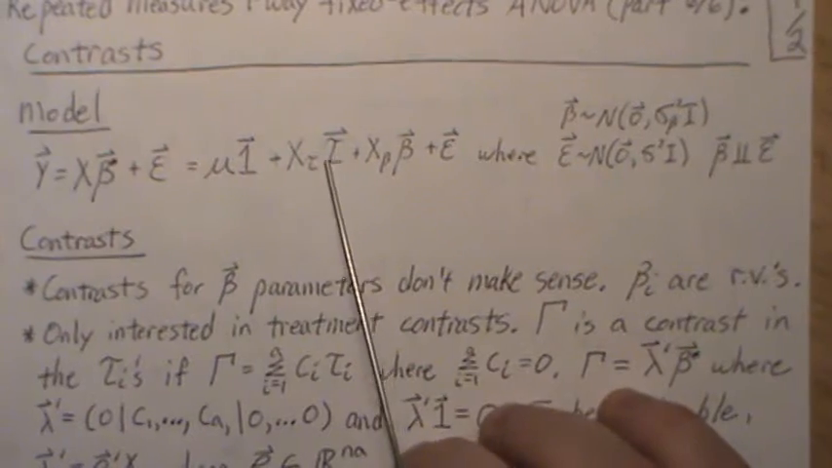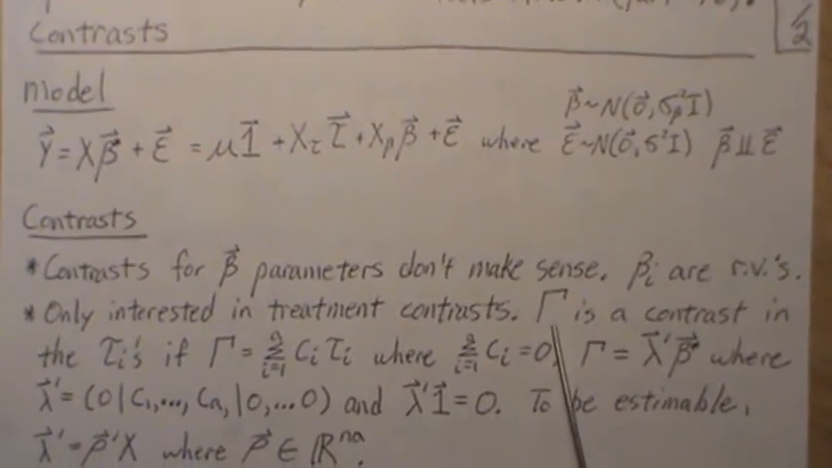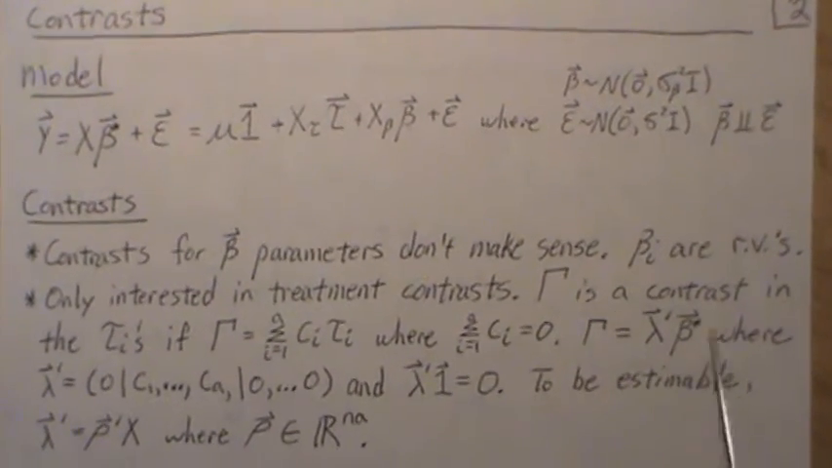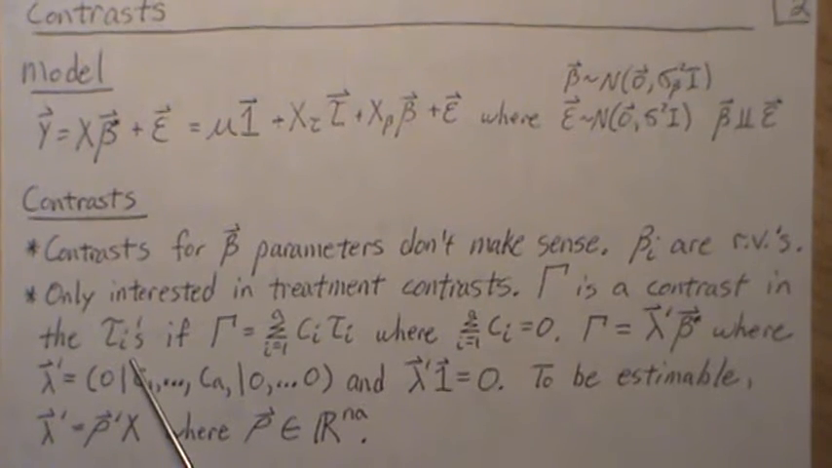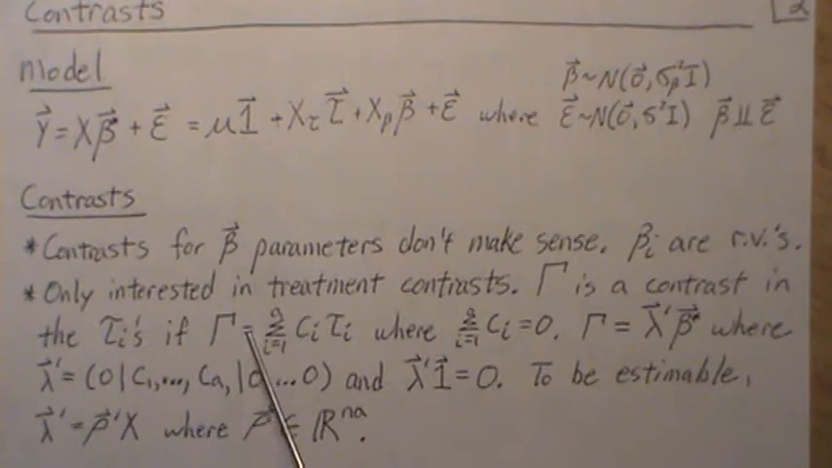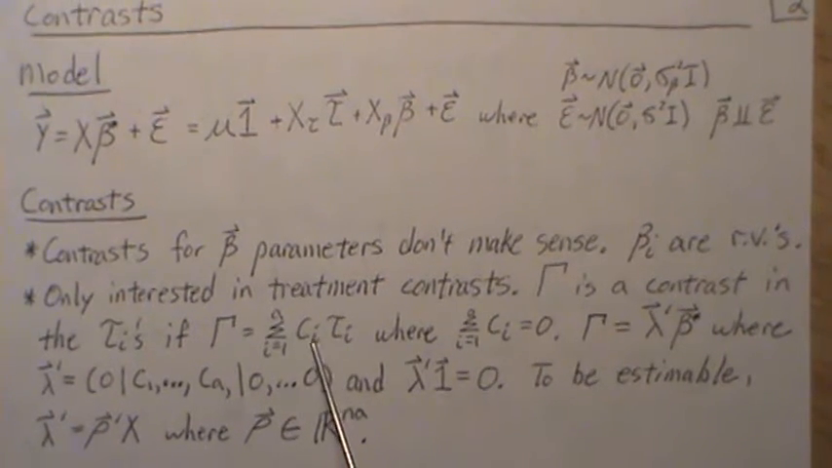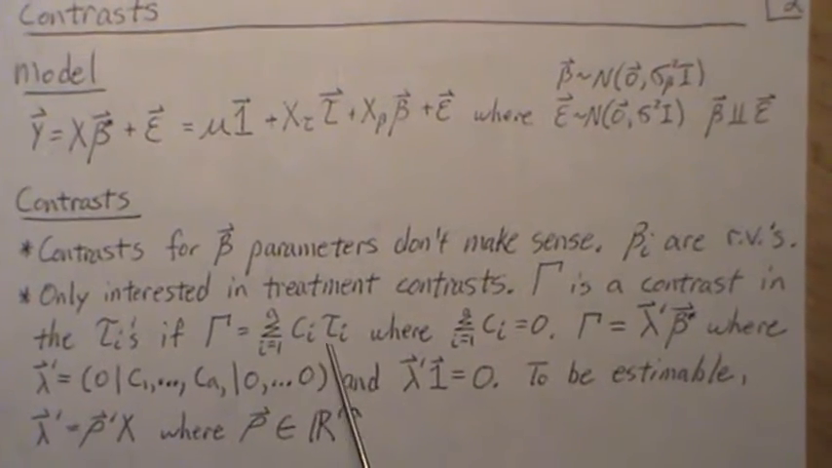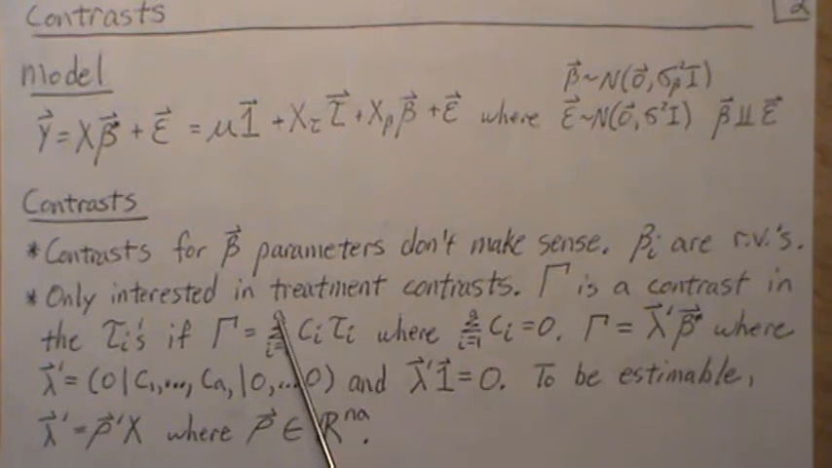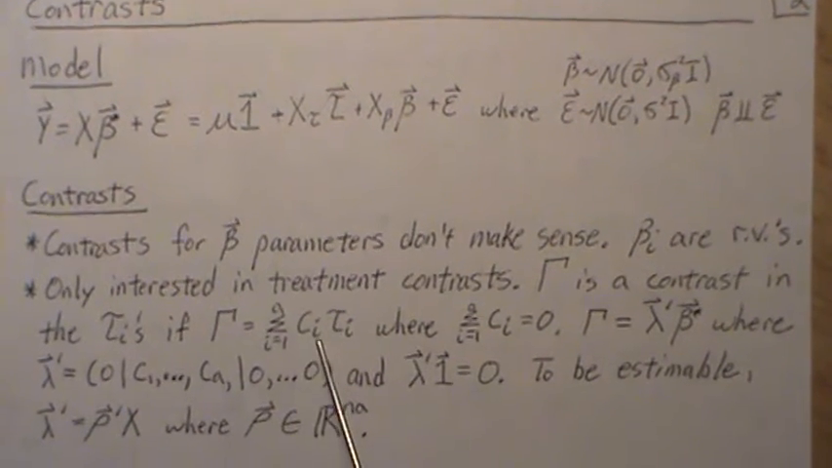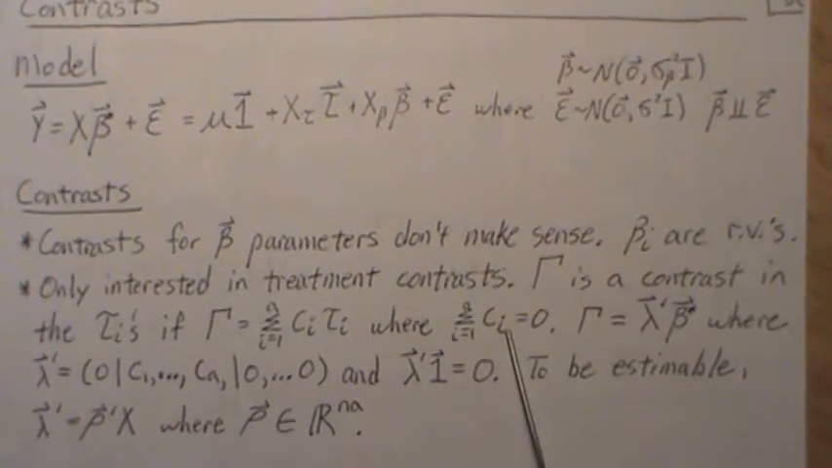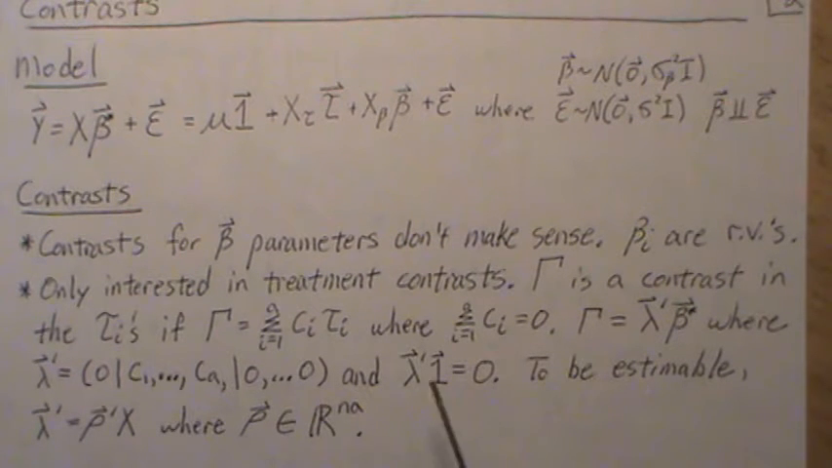So linear combinations of these taus. So gamma is a contrast in the taus if gamma can be represented like this, where it's the sum of the c_i times tau_i, with i from 1 to a, but the c_i have to add to 0. Then it's a contrast in the treatments.